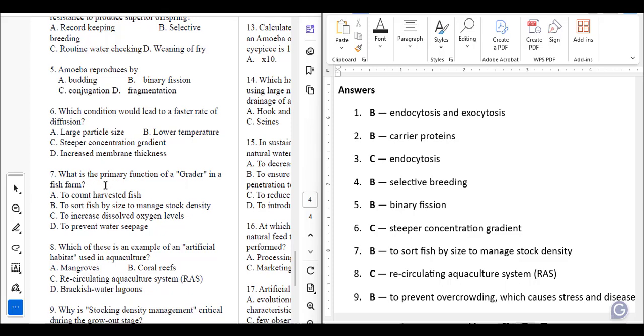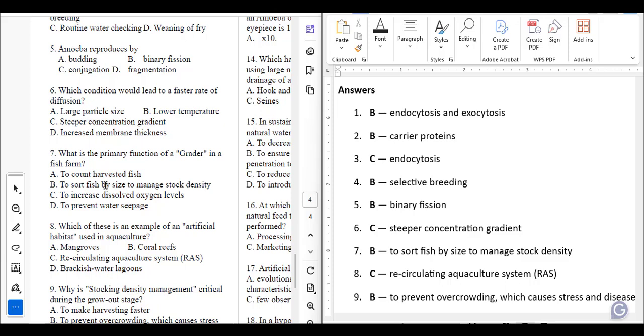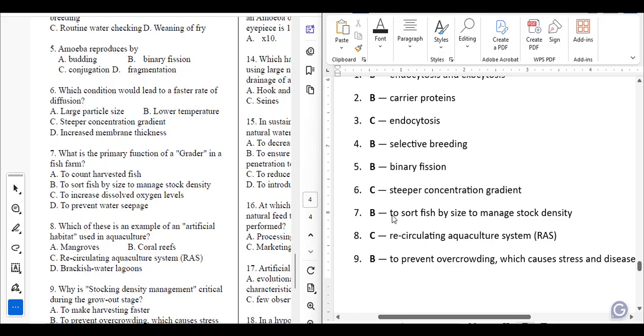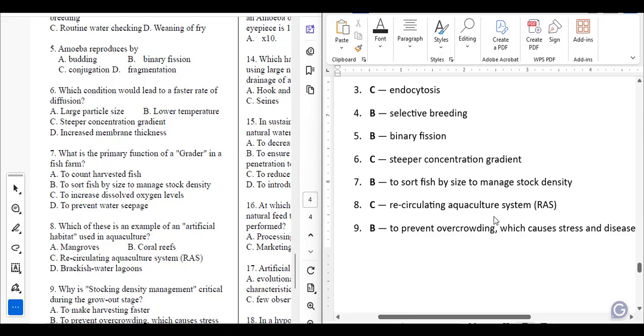Number 7. What is the primary function of a grader in a fish farm? To count harvested fish, to sort fish by size, to manage stock density, to increase dissolved oxygen levels, to prevent water seepage. So our choice will be to sort fish by size, to manage stock density.